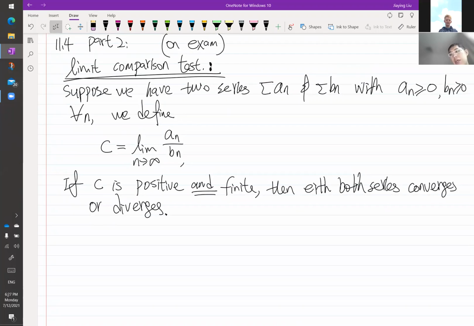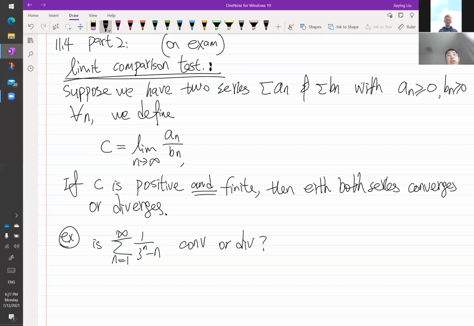So when do we use this? Well, to use this test, for example, I'm going to give you this example: the series 1 over 3^n minus n, going from 1 to infinity. Is this convergent or divergent? Right, so here we only have one series. I just call this a_n.